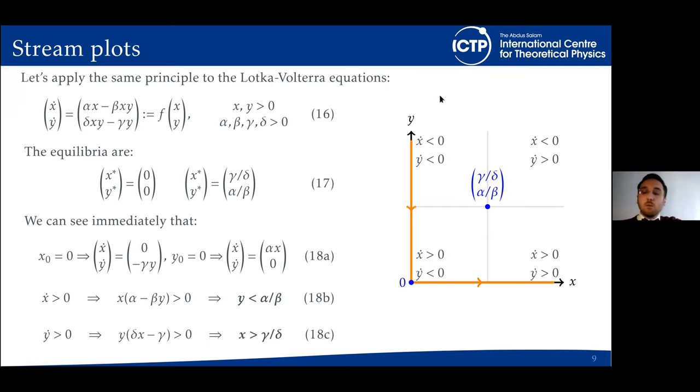This basically means that we are able to see the general direction, let's say, towards which the solutions are pointing. For example, here, if x dot and y dot are both positive, it means that the solution is growing both in x and in y. So in general, the solution is pointing in this direction. And this is true also for these other areas.